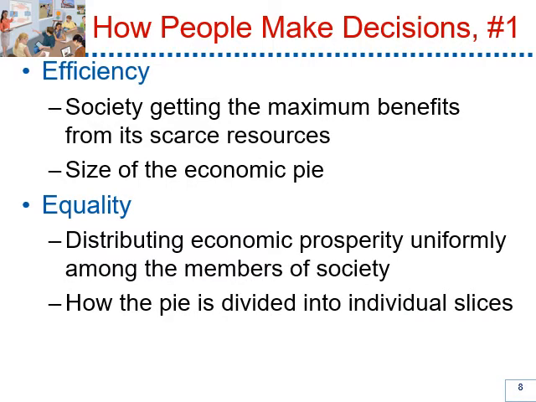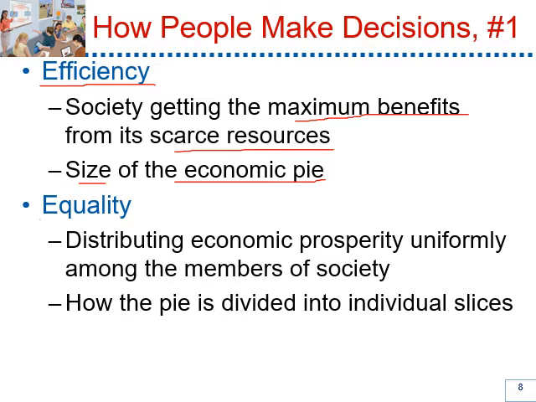So, what is efficiency? Efficiency can be defined as society getting the maximum benefit from its scarce resources. This means that society has to be able to produce with the maximum output, or the maximum value of goods and services, from its scarce resources. So the size of the economic pie will increase. The total value of output will increase, and therefore income will increase.